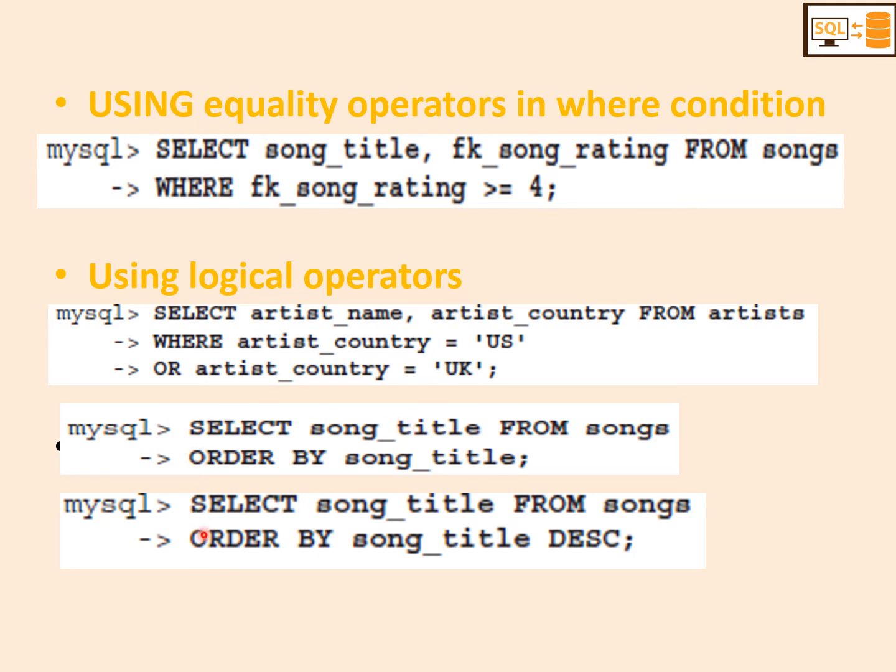The next expression: select song title from songs order by song title desc. The same command is there, but with one more addition, desc. So we select the song title from the songs table, where it should be ordered in descending order. The title with the larger value should appear first, then the rest come in decreasing order.